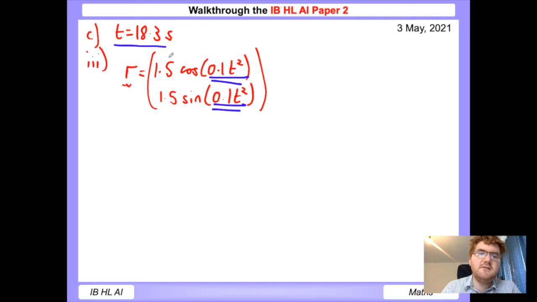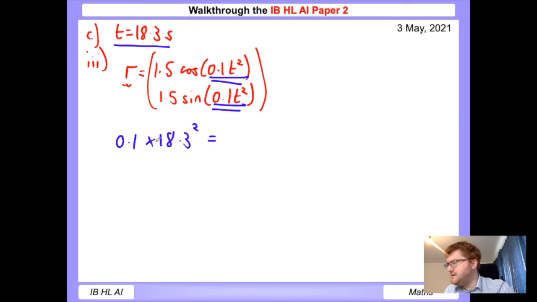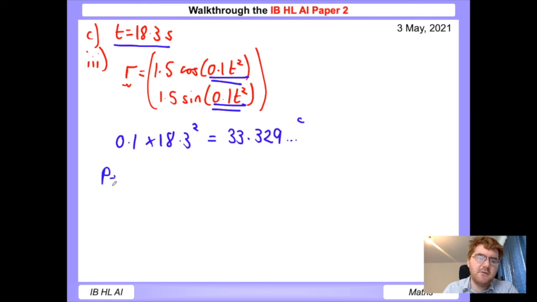So we know the string breaks at t equals 18.3 seconds. So I'm going to work out 0.1 times 18.3 squared. Again, please use the unrounded version when you're doing this. If you do that, you're going to get the answer of 33.329... Okay, and remember we're going to be working in radians here. And now we need to think about the period. How do we work out how many revolutions it makes?